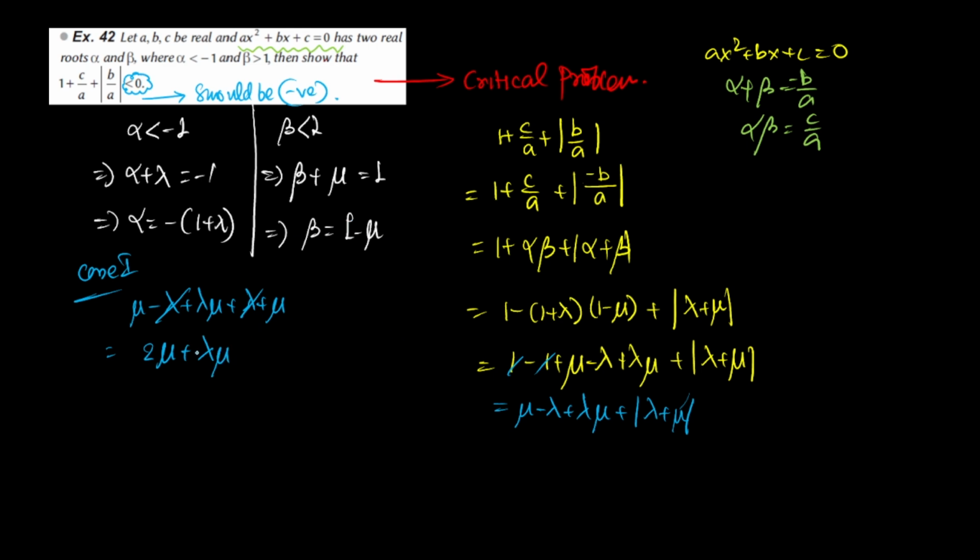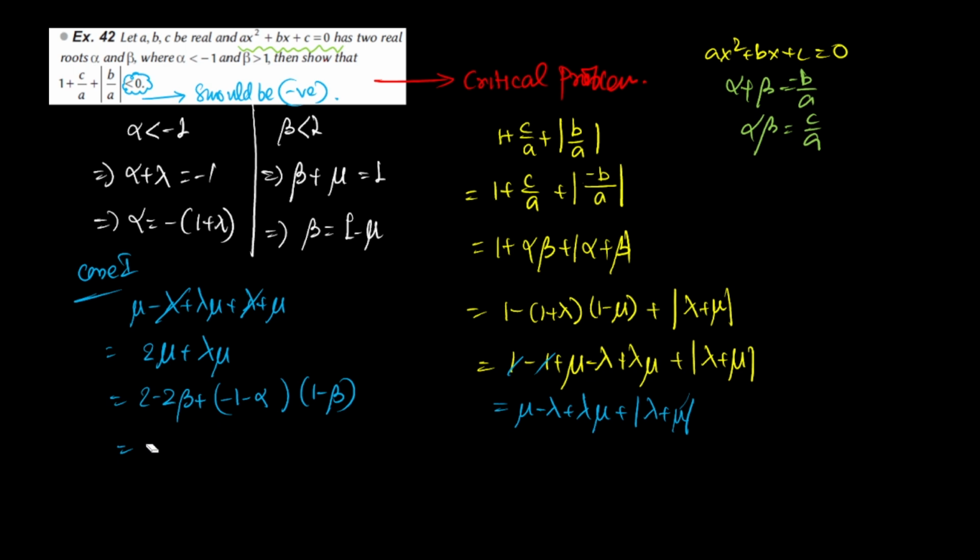Putting the values, if we put the value of nu here, nu's value is 1 minus beta, so 2 minus 2 beta plus alpha. What is the value of lambda? Lambda becomes minus 1 minus alpha, sorry, the value of lambda is minus 1 minus alpha, into 1 minus beta. The whole value becomes something which is negative. Calculate it and you will get the same result.